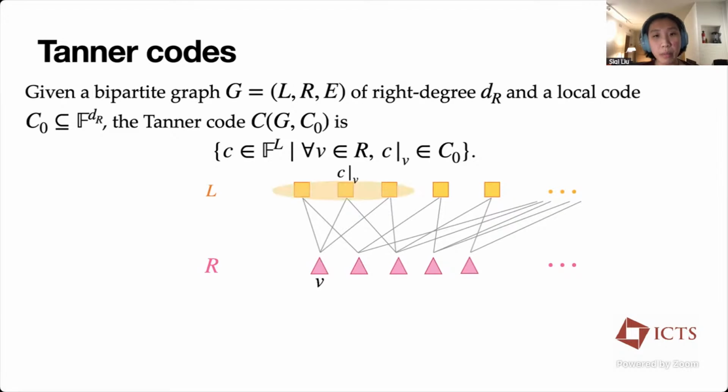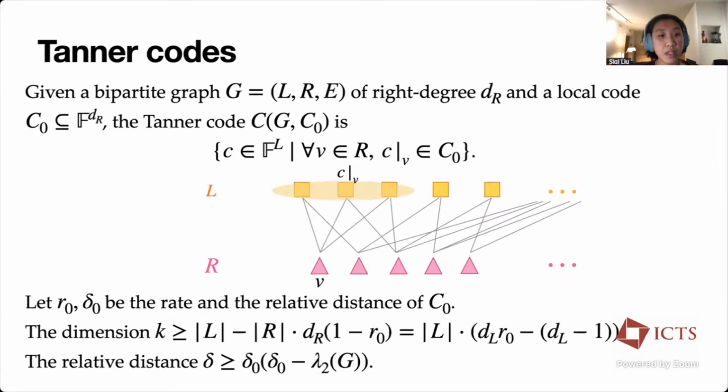Two comments that we'll make for these tensor codes. So one is that we will be able to obtain bounds on the dimension of this tensor code in a black box way if we have good enough rate R0 for this local code C0. So in particular, if R0 is big enough, where the threshold is determined by a number which depends on the left degree of this bipartite graph.